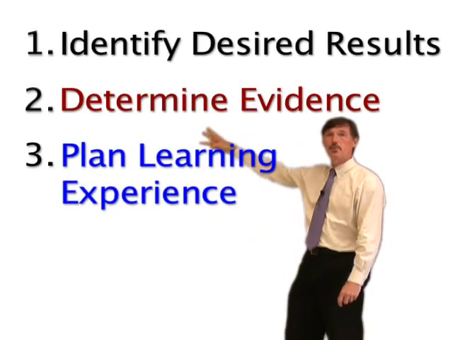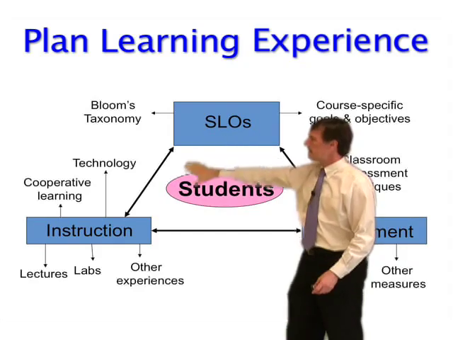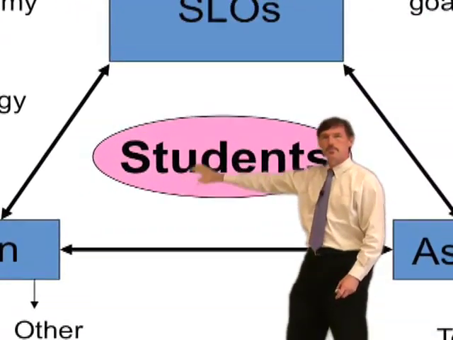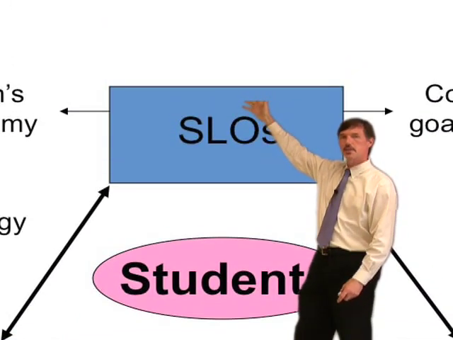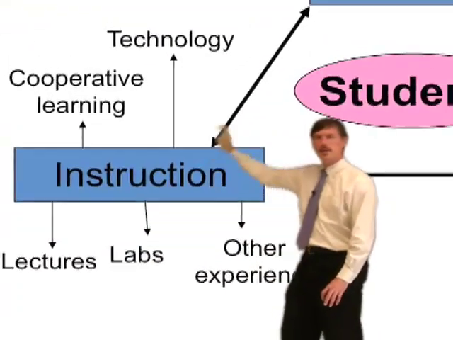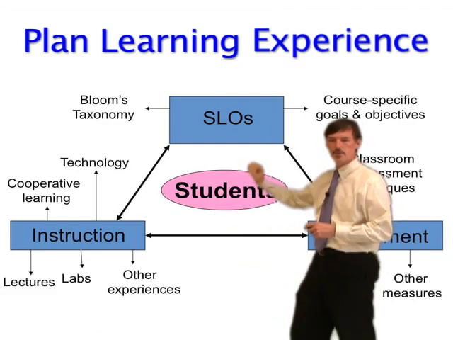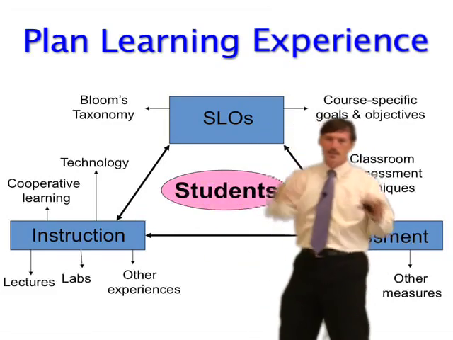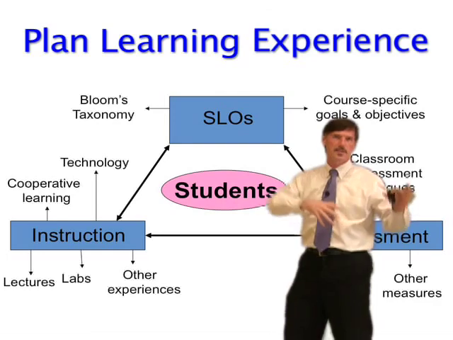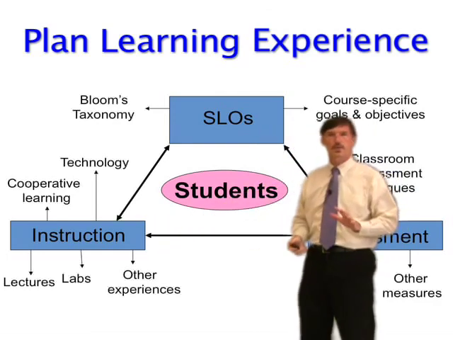So the final step of Wiggins and McTighe, planning learning experiences. You can see by this diagram that you have the students in the middle. You obviously have your student learning outcomes that you formulated at the top, your assessment and measurement, and then this final diagram where you have all three of them coming together. Multiple ways to assess and measure, multiple ways to instruct: laboratories, cooperative learning, inquiry-based learning, project-based learning, lots and lots of strategies that you can use for this instructional piece.